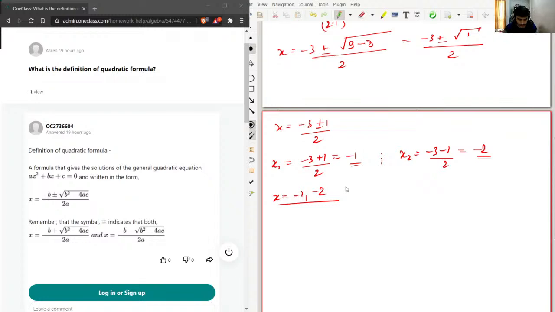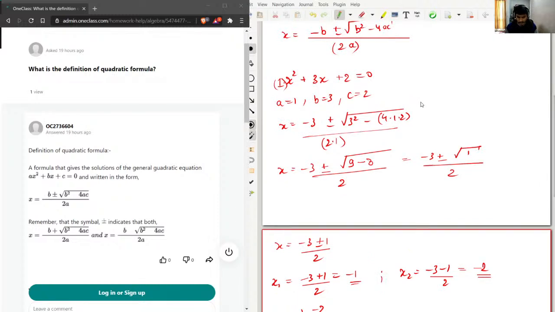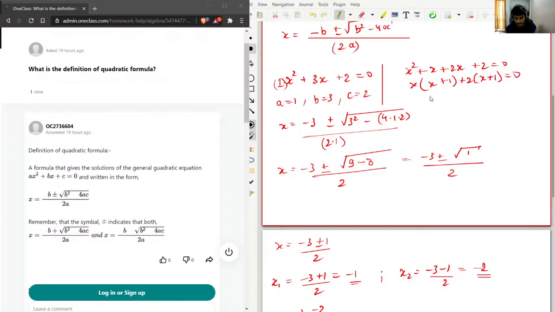These are the roots of the equation. I'll also solve this equation using the factorization method. So this is x squared plus x plus 2x plus 2 equal to 0. Then I can take x common, so this will be x times x plus 1 plus 2 times x plus 1. This will be x plus 2 times x plus 1, so x equals minus 2 and minus 1.